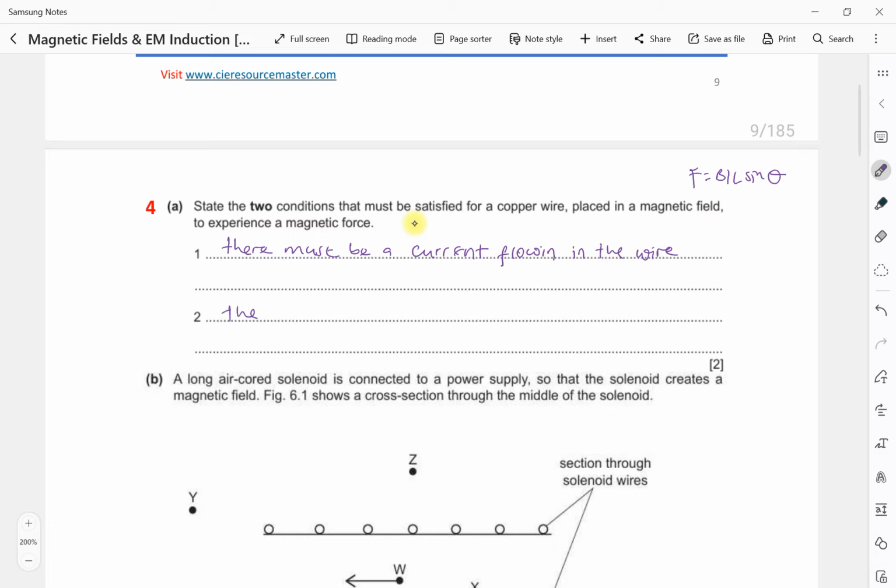So the angle of the wire to the magnetic field must not be 0, because when it is 0, it means sine 0 is 0, so the force would be 0. But if it is any value above 0, then there will be force, and the force will be maximum if the angle is 90 degrees.